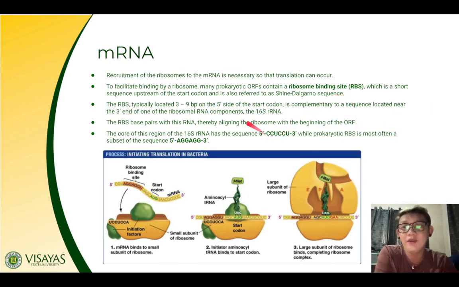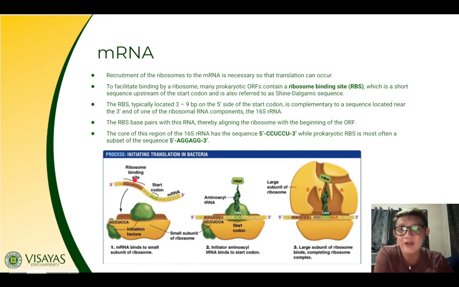The recruitment of the ribosomes to the mRNA is necessary so that translation can occur. To facilitate binding by a ribosome, many prokaryotic ORFs contain a ribosome binding site, or RBS. Here you have an mRNA with the ribosome binding site. This is a short sequence before the start codon, usually referred to as the Shine-Dalgarno sequence. The RBS is typically located 3 to 9 base pairs on the 5' side of the start codon.